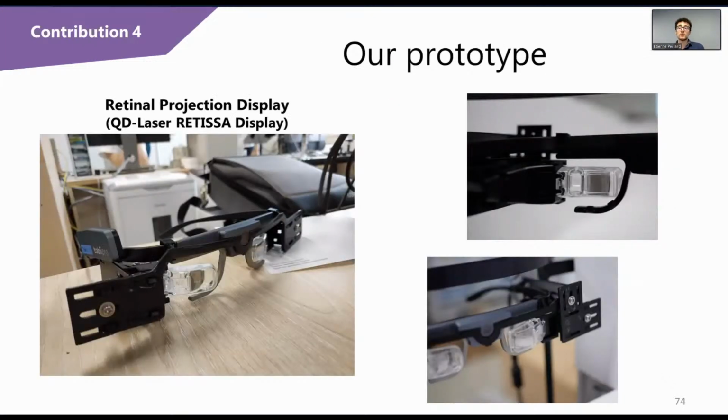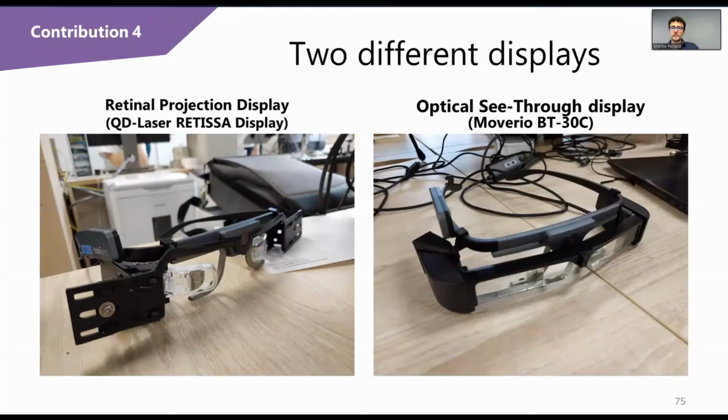To evaluate the effect of this new rendering technology on distance estimation, we built a prototype using retinal projection modules. Since this technology is still new, there is no commercial head-mounted display using retinal projection displays, and this is the first prototype of a stereoscopic augmented reality headset using RPDs. We mounted two QD Laser Retissa modules on a 3D printed frame. Our design allows us to precisely position the modules in front of the observer's eyes. For our experiment, we compared this custom-built retinal projection display with a commercial optical see-through display, the Moverio BT-30C.